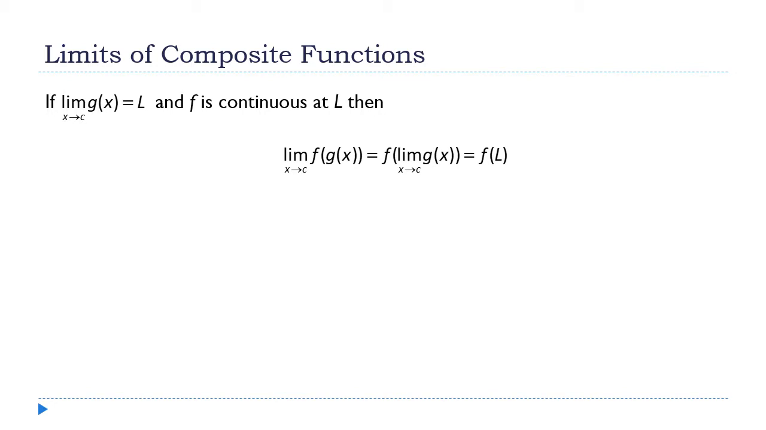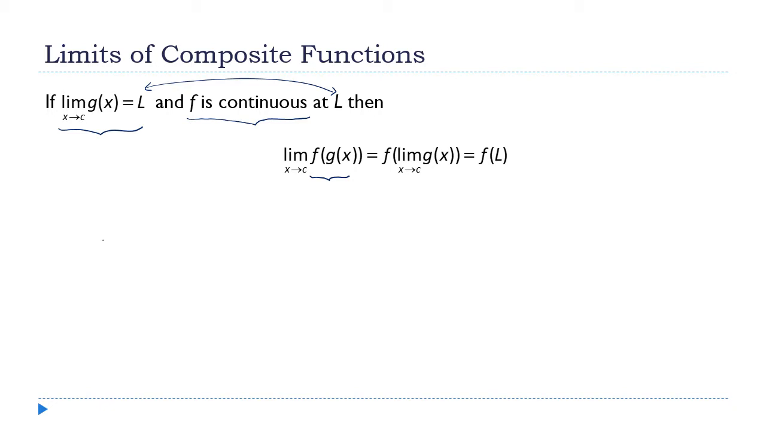Right, so look at what I'm saying here. First, remember, I'm talking about the composition of two functions. You do see that down here in the final statement. But to start, I'm going to assume two things. I'm going to assume the limit of g of x, as x approaches c, exists, and it equals L. And the second thing I'm going to assume is that f is continuous at that L.